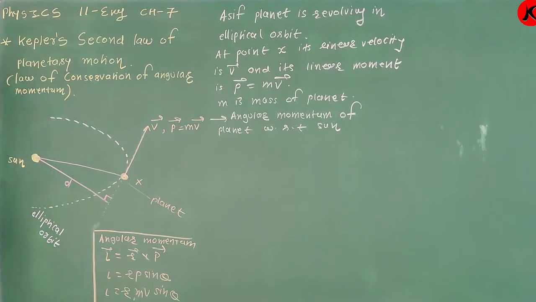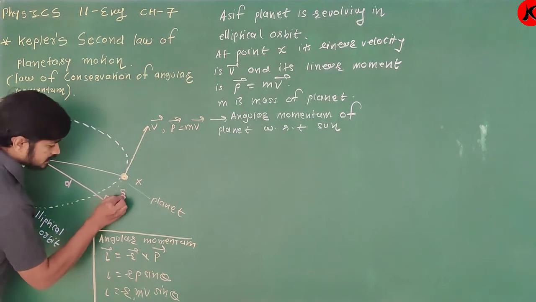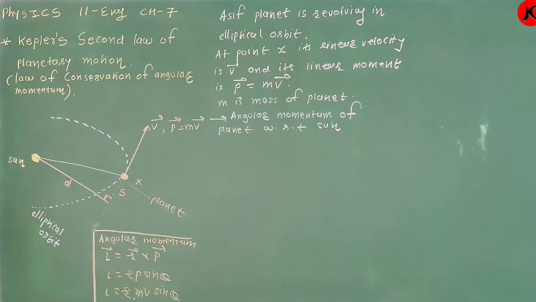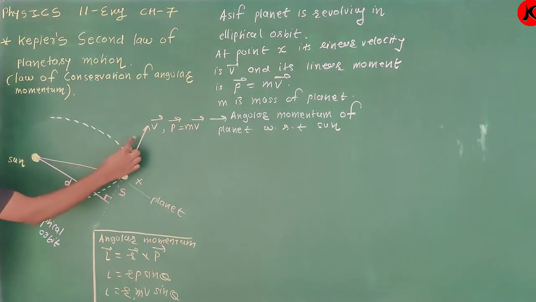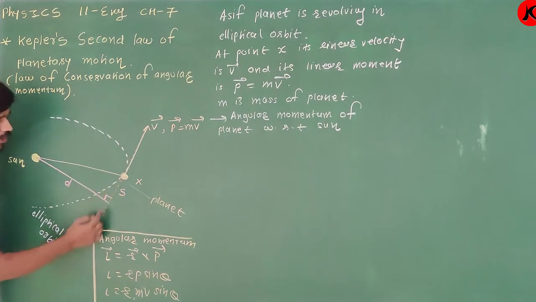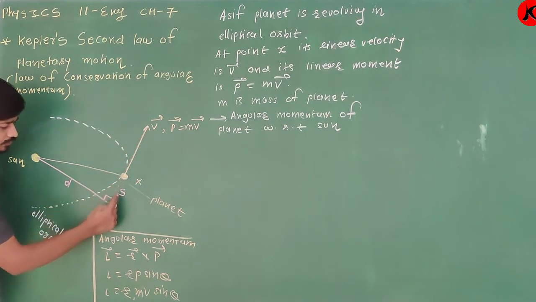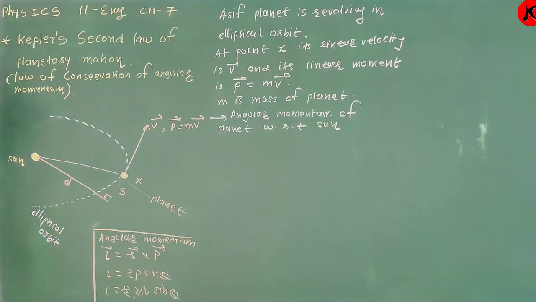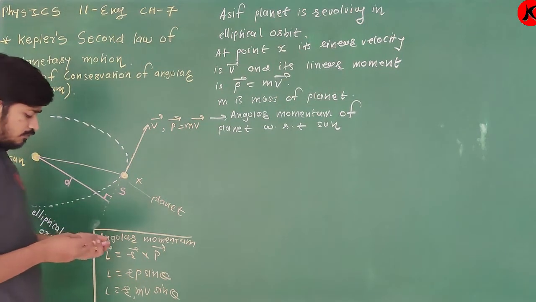Clear about this? Let this distance be d. So the perpendicular distance of this linear momentum from the Sun is d. Then how to find the angular momentum of the planet?